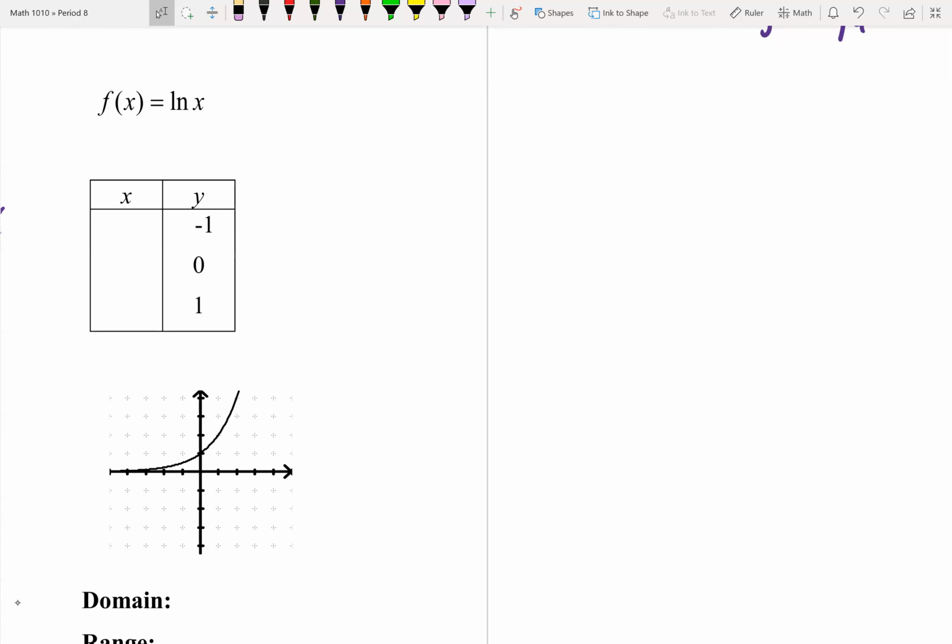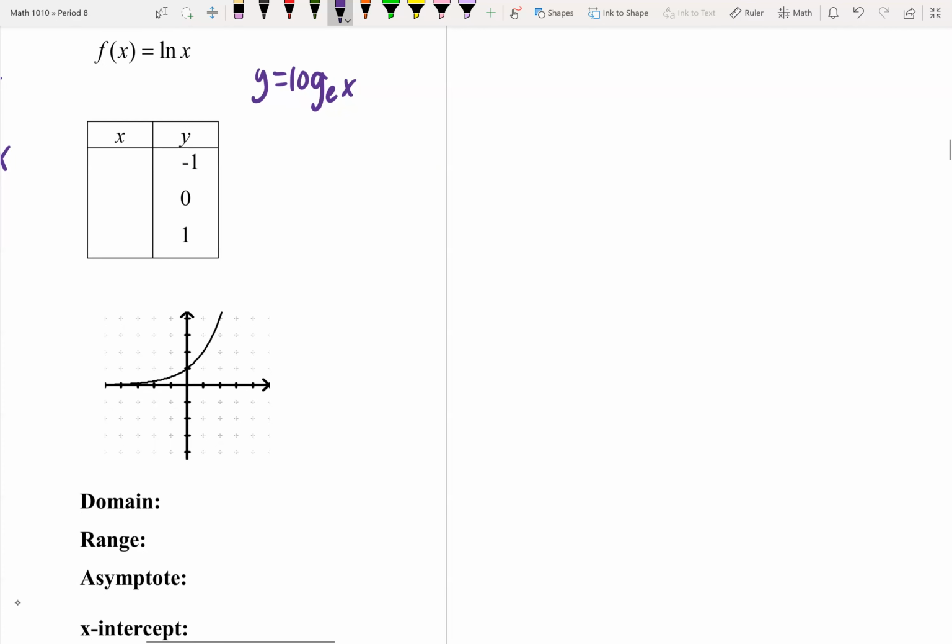Is an ln a log? Tell me. Yes. An ln is a log. It's a log base e. Everybody write down y equals log base e of x. So an ln is a log, right?